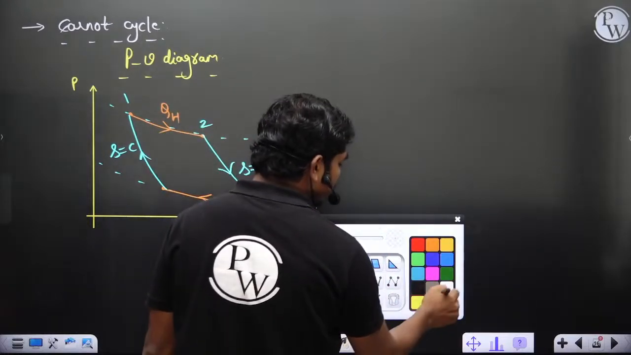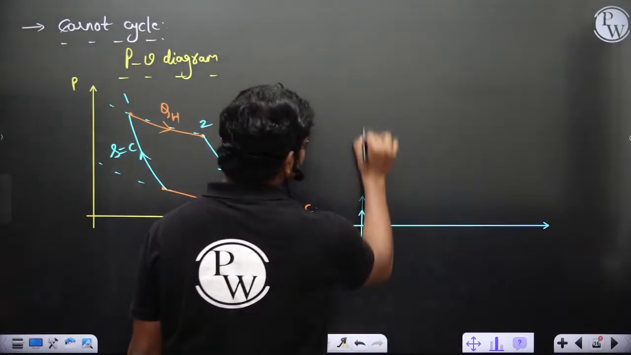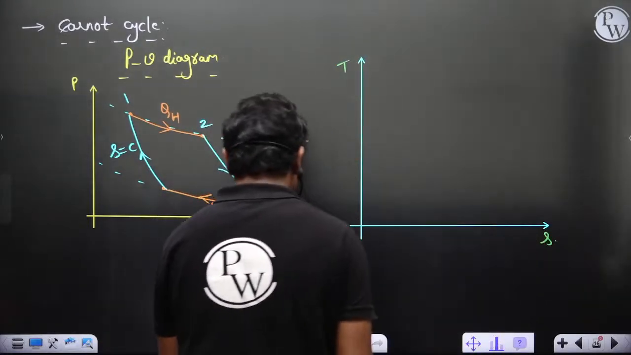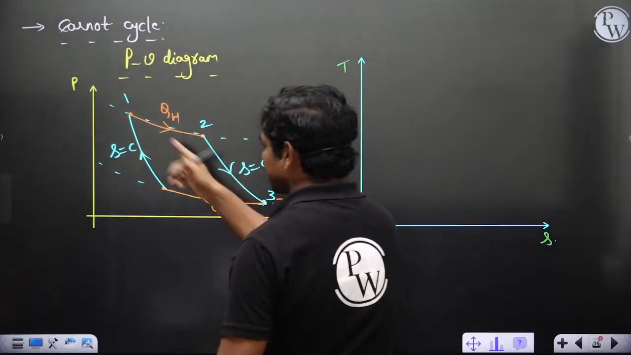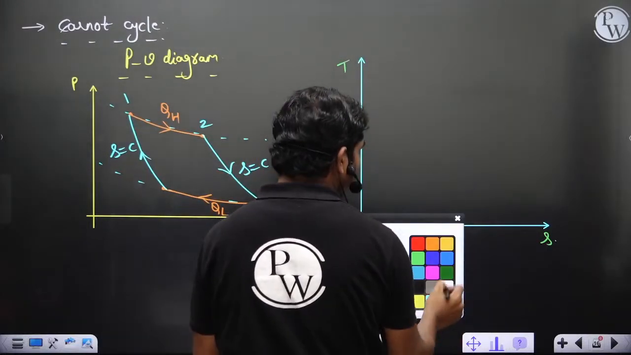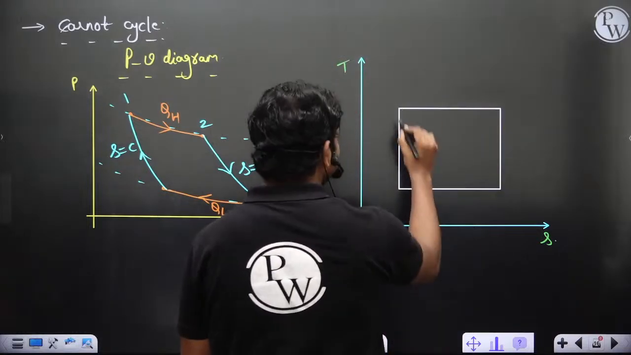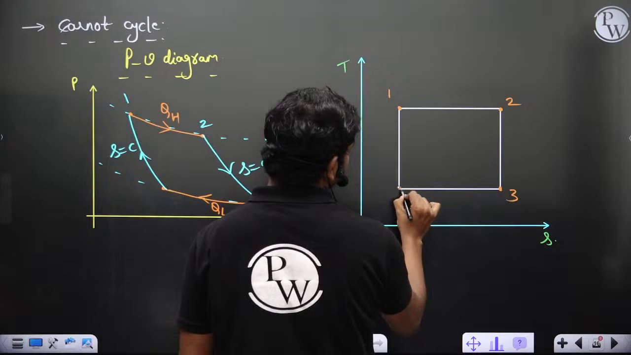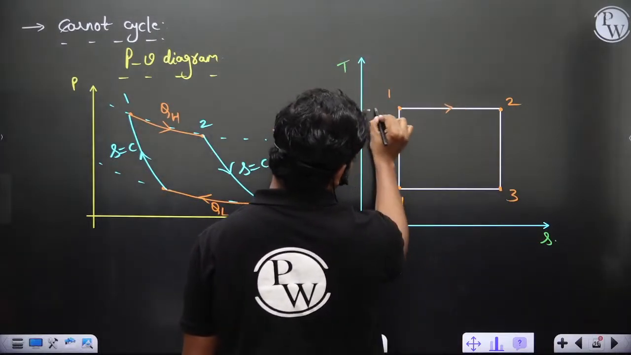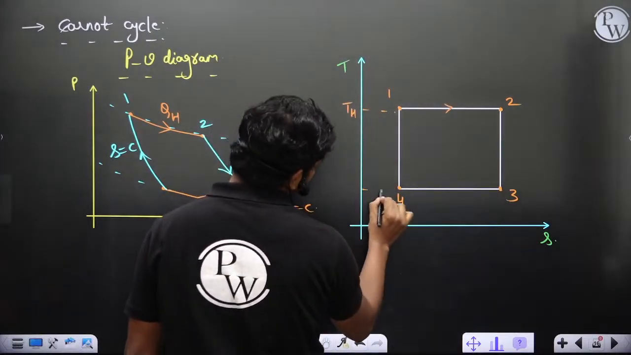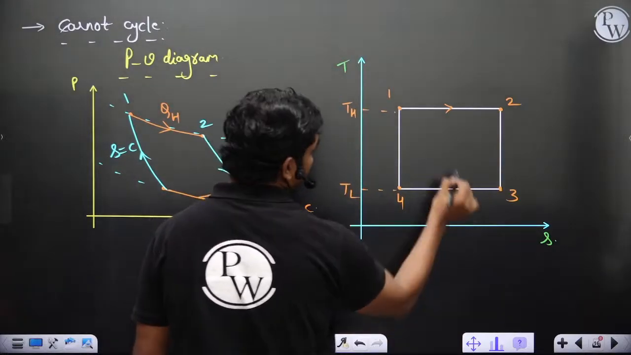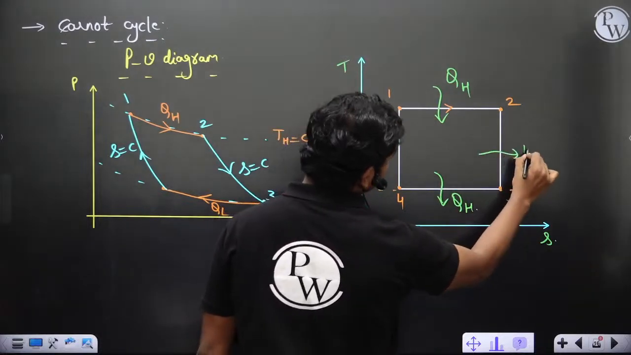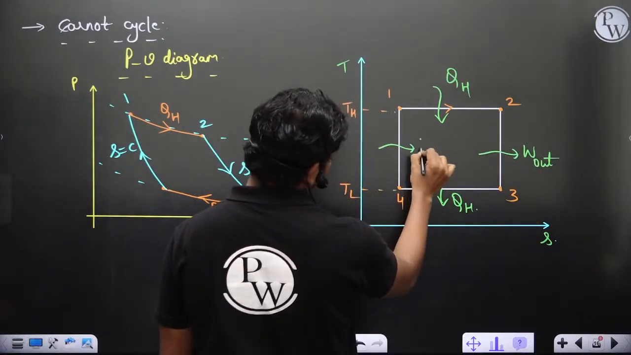Then TS. If you plot with TS, because in the Carnot cycle you might have seen in basic thermo, I'm just going a bit quick. Process 1 to 2 is at constant temperature, isothermal. So you can see it's like a box. This is state 1, state 2, state 3 and state 4. This is heat addition at temperature TH, and this is TL. QH, QL, W out and W in is what you have here.